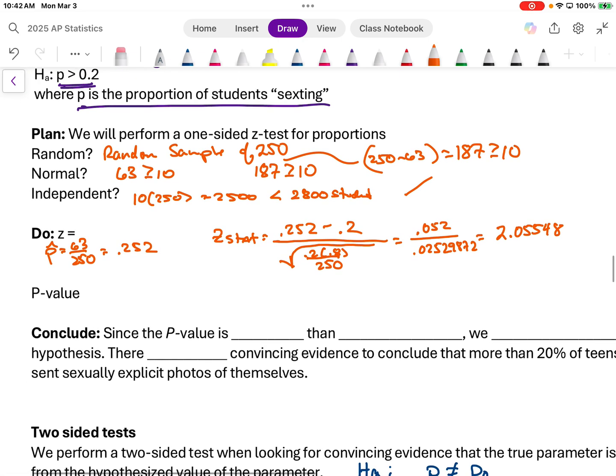Now, what's my p-value? I'm going to get that by doing a normal CDF. My lower bound. Again, we're doing greater than on this one, so that means my z-statistic is my lower bound. If you're doing a less than, then your z-statistic is your upper bound. My upper bound, again, I can use 10, I can use 1,000, it doesn't matter. My upper bound is some big number. My mean is 0. My standard deviation is 1.